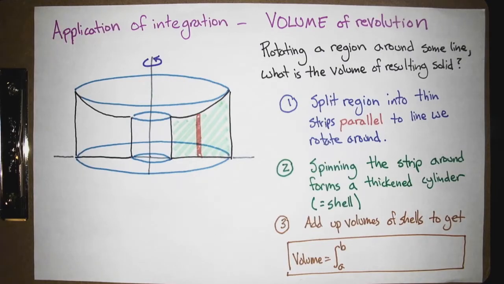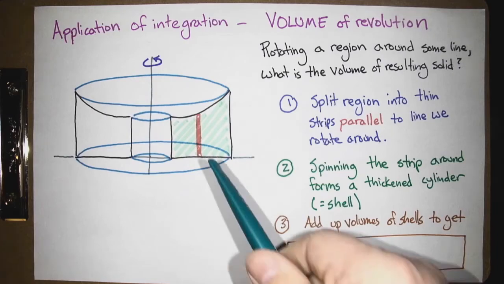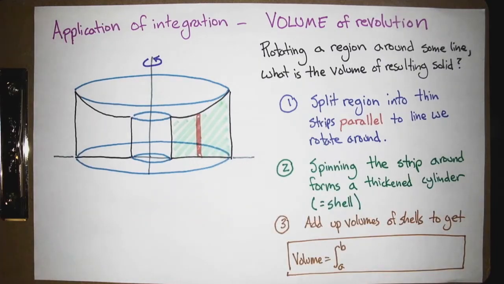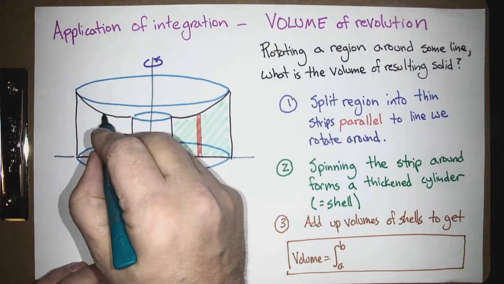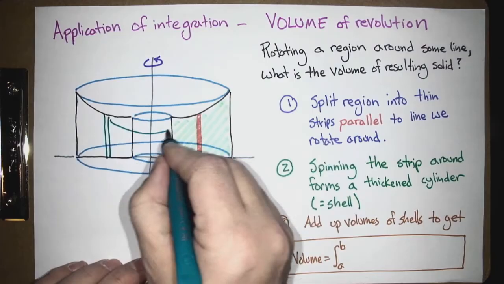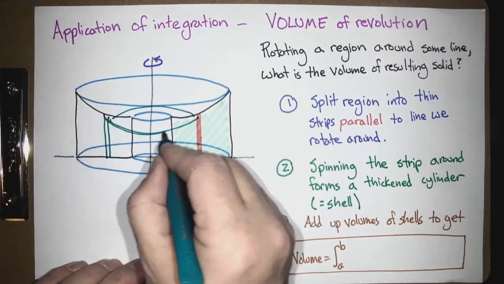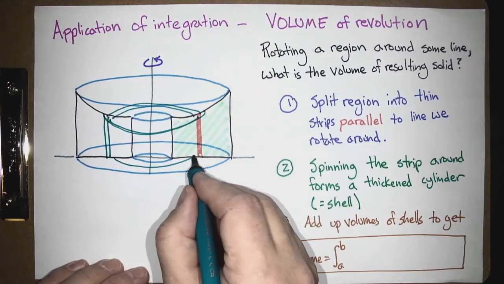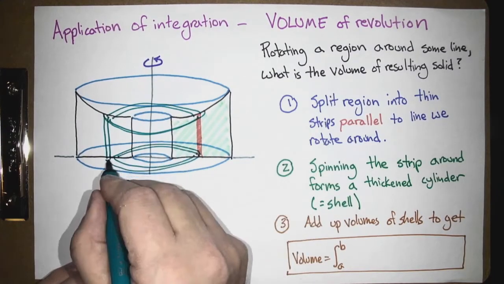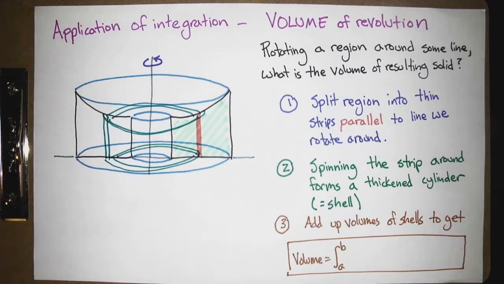So what's going on? Well, we're going to cut our region up into strips. It's the same thing we did before with washer. However, if you think back to washer, our strips were perpendicular to the line we were spinning. Here, they're parallel. So what happens is when we spin, we're not forming a washer shape, we're forming a different kind of shape. So what does our shape look like? Well, the answer is it looks a lot like a cylinder, because essentially it is. It's a thickened cylinder, and we call it a shell.